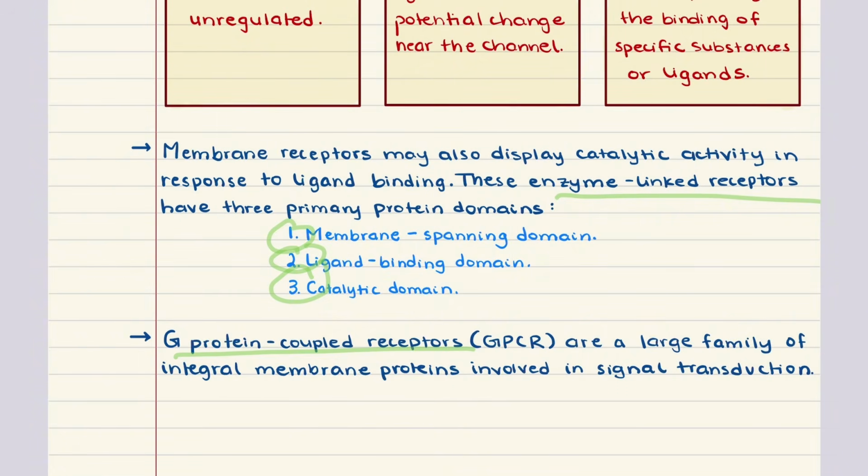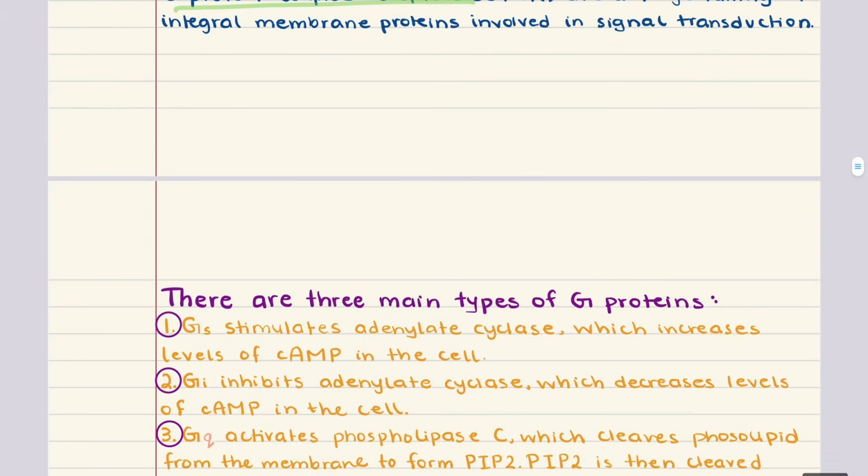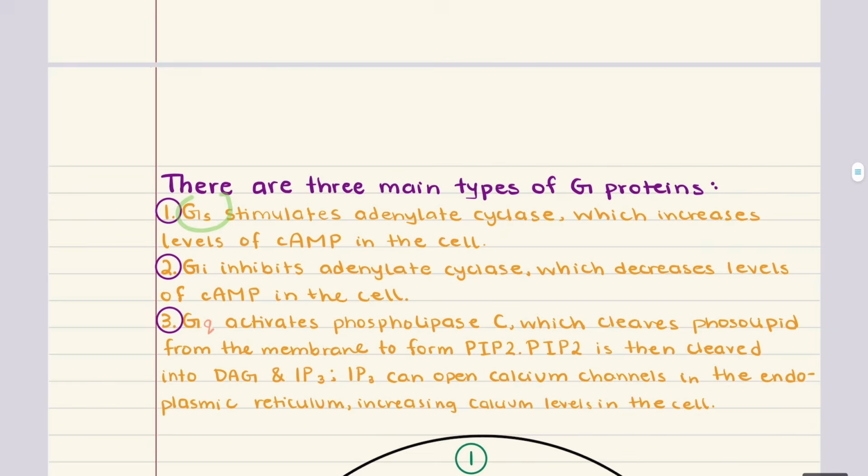These are a large family of membrane proteins that are involved in signal transduction. When a ligand binds to a GPCR, it triggers a cascade of events inside the cell by activating a G protein. There are three main types of G proteins that we need to know. The first is GS. This stimulates the enzyme adenylate cyclase, which increases the amount of cyclic AMP inside the cell. Then there's GI. This does the opposite. It inhibits adenylate cyclase, which decreases the levels of cyclic AMP.